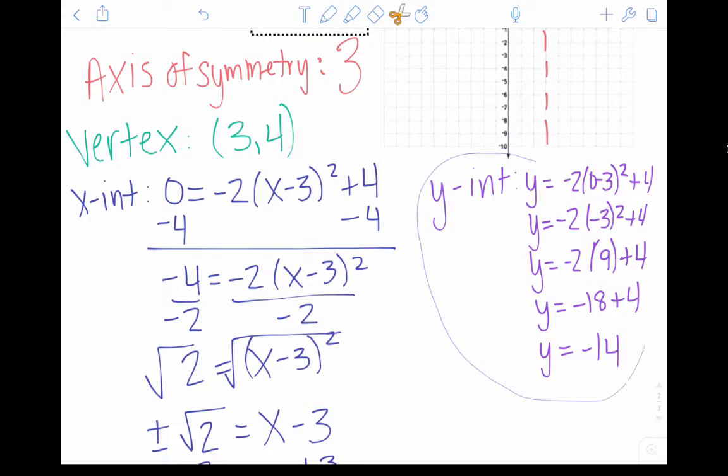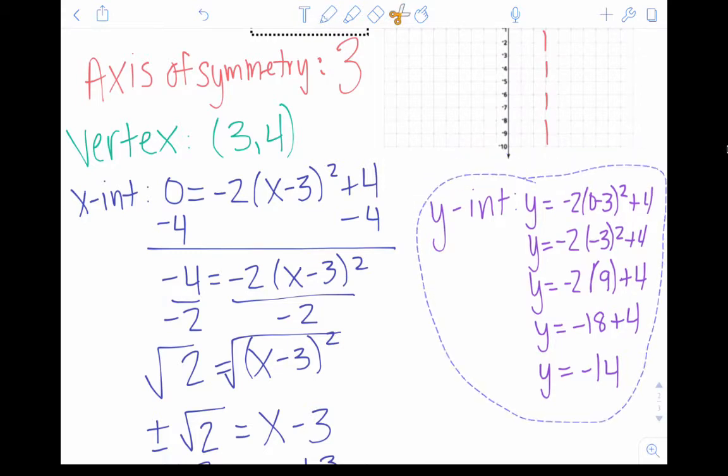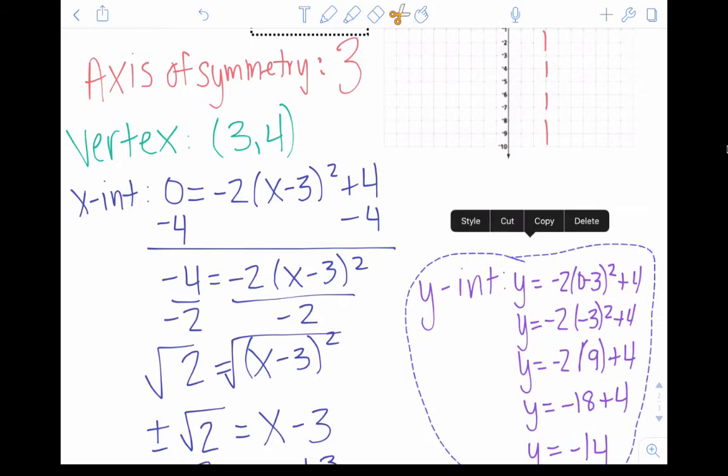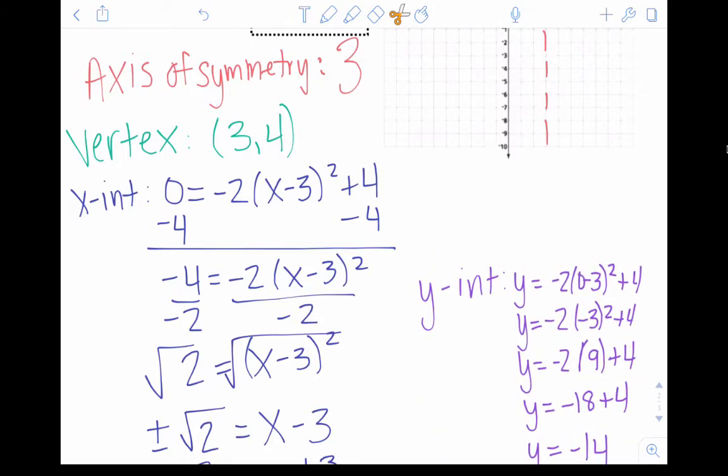Now my y values only go down to -10. So just for the sake of having a decent graph, I'm going to go ahead and just estimate where -14 is. So I have -10, -11, -12, -13, -14. It's going to be somewhere around in here.